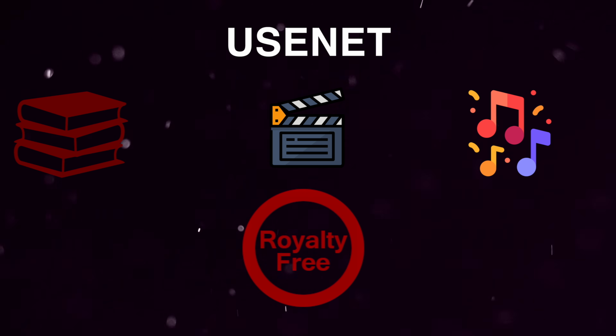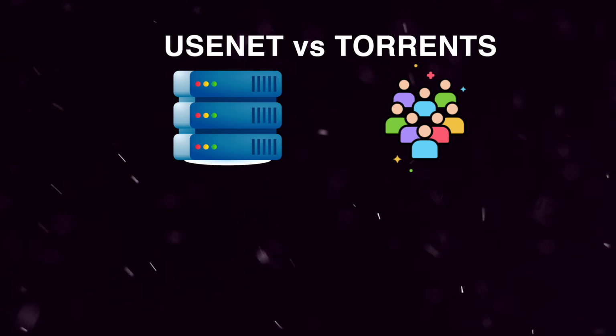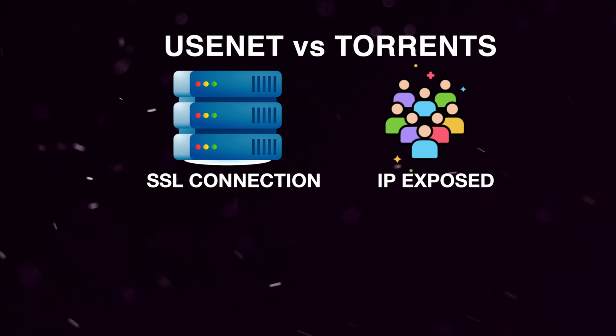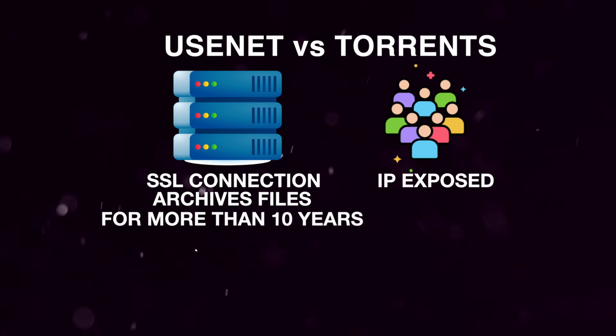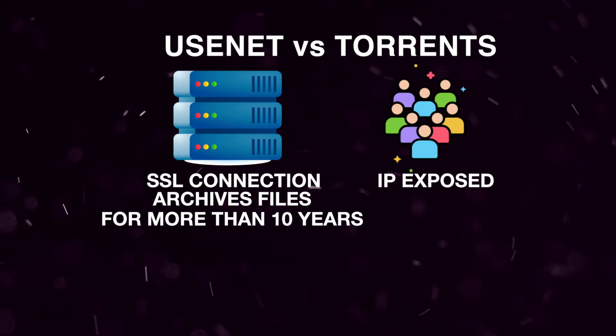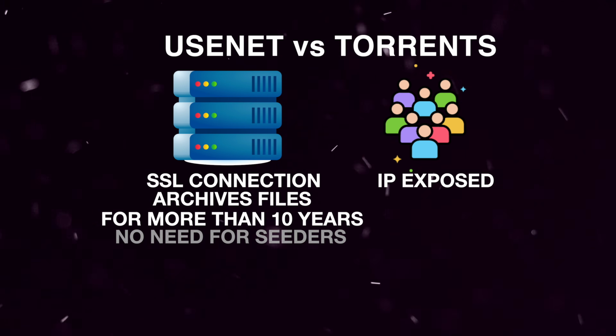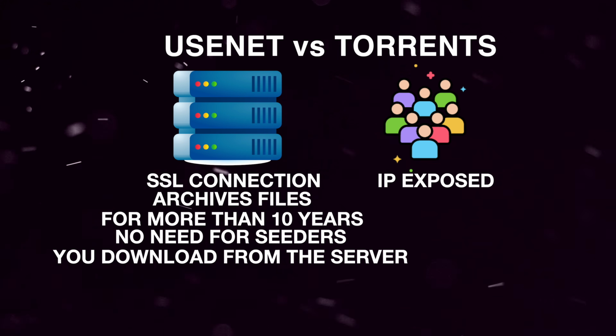Now, why is Usenet actually better than torrents? No swarm, no peer exposure. You connect directly to a provider server over SSL, which is inherently more private than exposing your IP to a torrent swarm. Providers keep archives going back over a decade, so all files and discussions are still there. There's no dependency on how many people are seeding the file. If the provider has it, you get full speed. And now let me demonstrate what I actually mean by this.